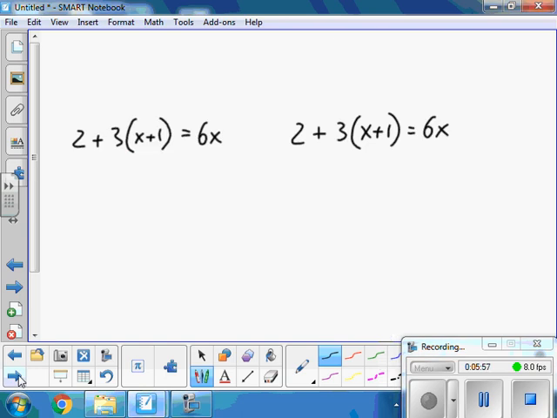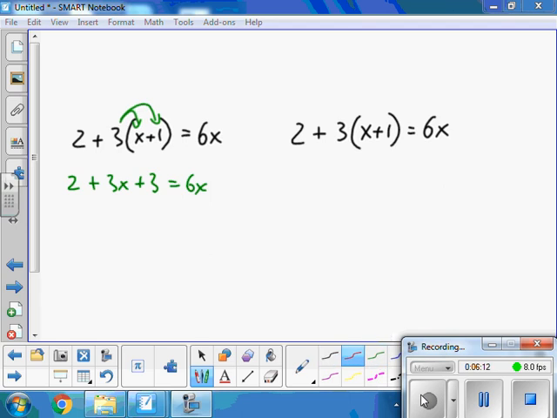Let's look at this guy. This is kind of the same thing. I'm going to press pause, and I want you to try this out. I'm going to divide by 3, so I end up with 2 plus 3x plus 3 equals 6x.